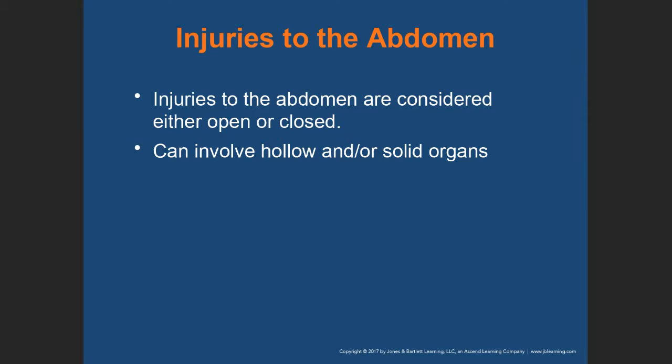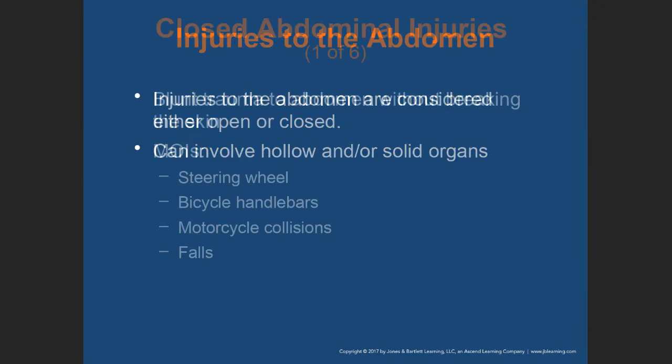Injuries to the abdomen. Injuries to the abdomen are considered either open or closed. They can involve hollow or solid organs. If it's a hollow organ, they spill their contents. These contents can result in irritation or infection, and the patient gets peritonitis. If it's solid organs, because they are highly vascular, the risk for excessive blood loss is present, and this can be life-threatening.